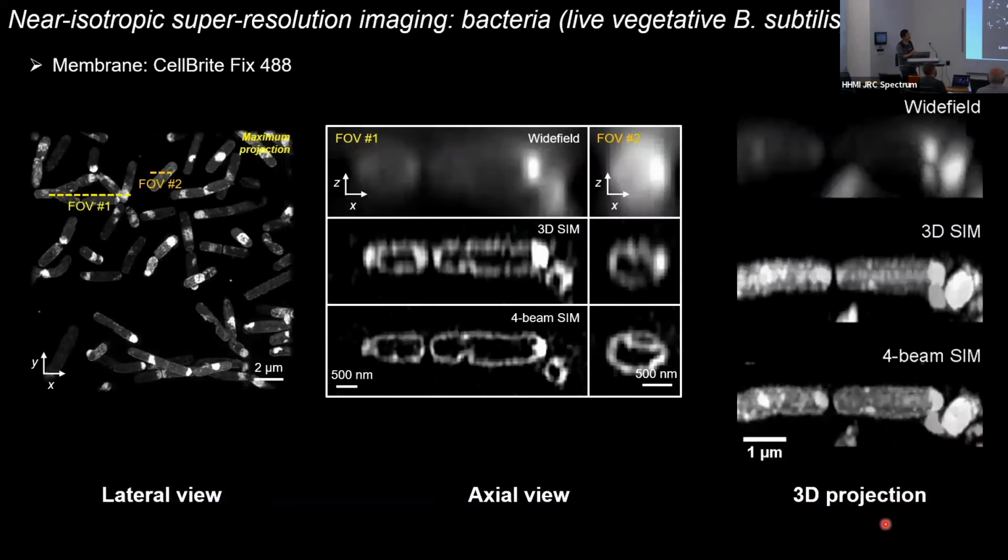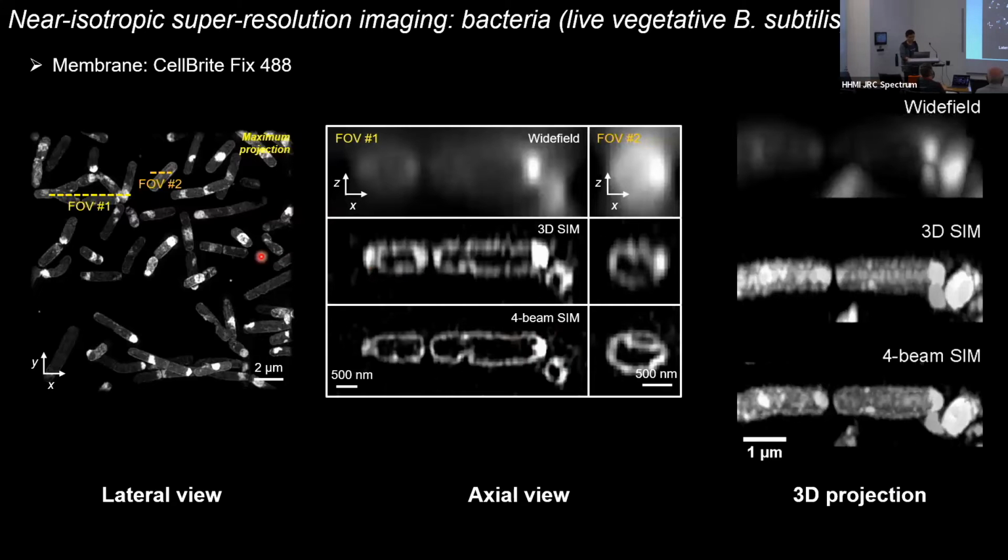So next, we want to test, now that it works on beads, how's the performance on real biological samples? First, we tested the performance of our 4-beam SIM compared with 3D SIM and wide field on bacteria, which is small enough to differentiate the fine structures. So we first imaged live bacteria stained with membrane dye.